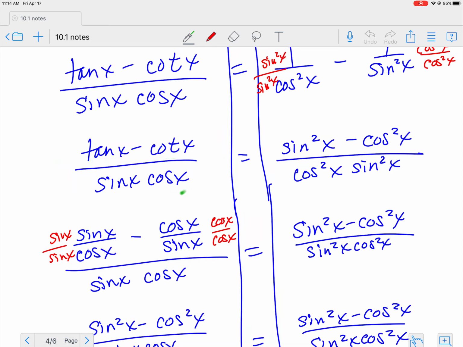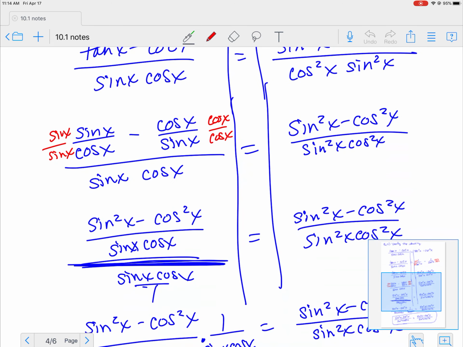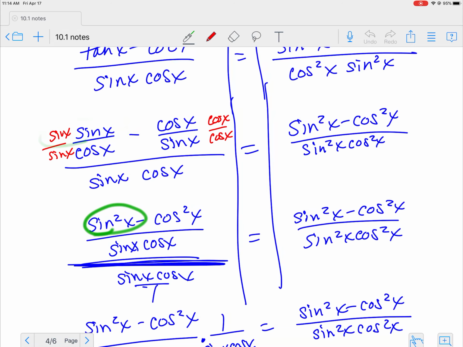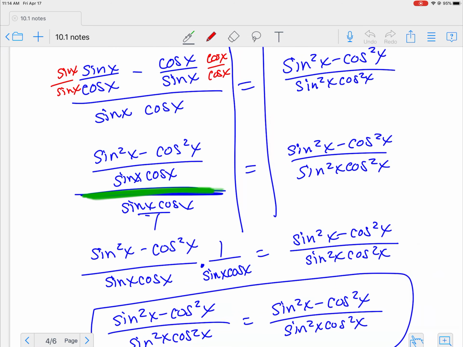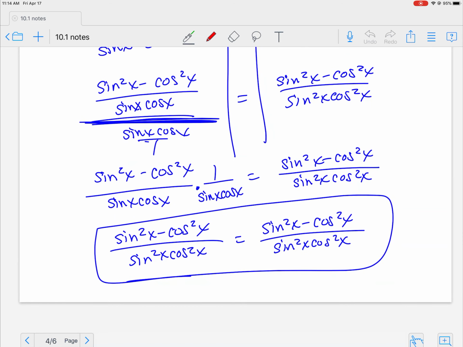So then I change my tangent and my cotangent to be in terms of sine and cosine. And then I get my common denominator. So sine times sine is sine squared. Cosine times cosine is cosine squared over my common denominator. This is a division bar, so when I divide, you multiply by that reciprocal, because this is looking good, right? Multiply by that reciprocal here. And then we come up with our answer: sine squared minus cosine squared over sine squared times cosine squared.